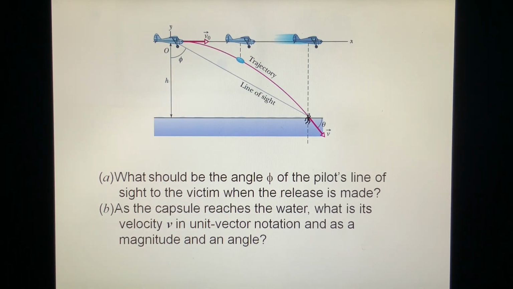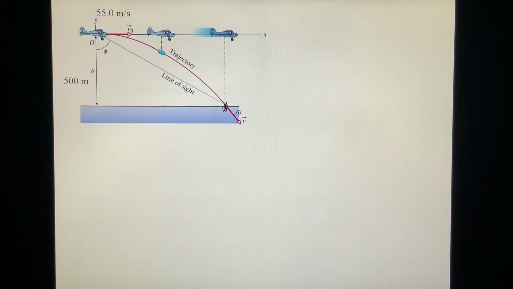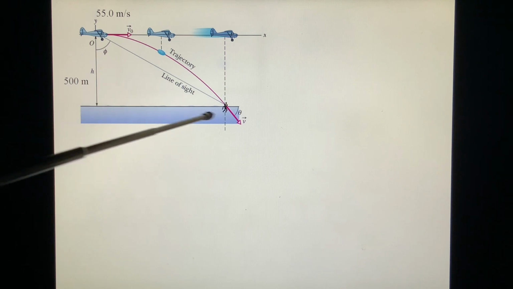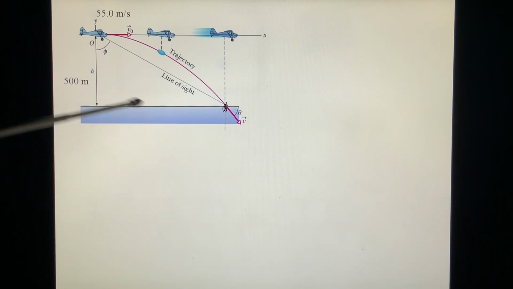Question B. As the capsule reaches the water, what is its velocity, V, in unit vector notation, as a magnitude and as an angle? Now, in order to find phi, we know this is a constant, 500 meters. If we can find the range, not the exact range, but the horizontal displacement, then tangent phi equals this over h, and we can get phi.